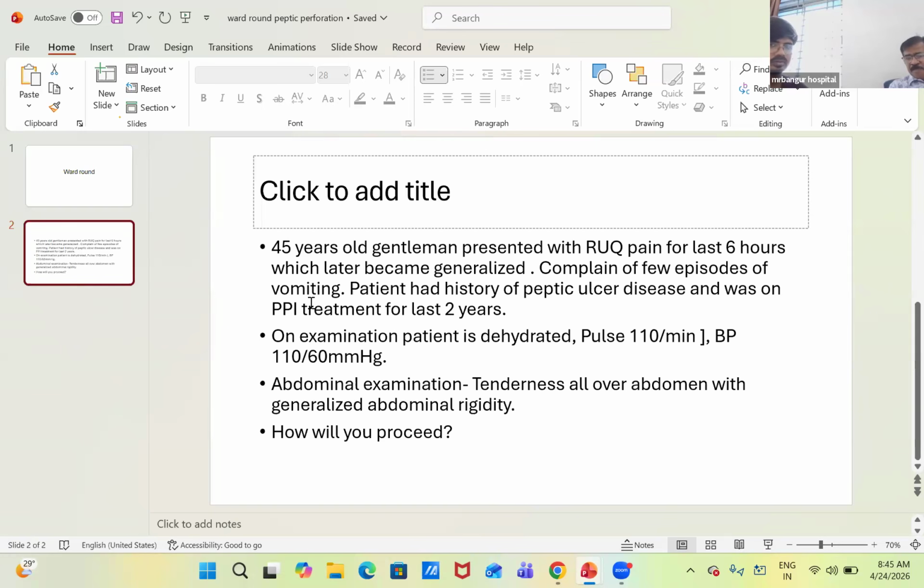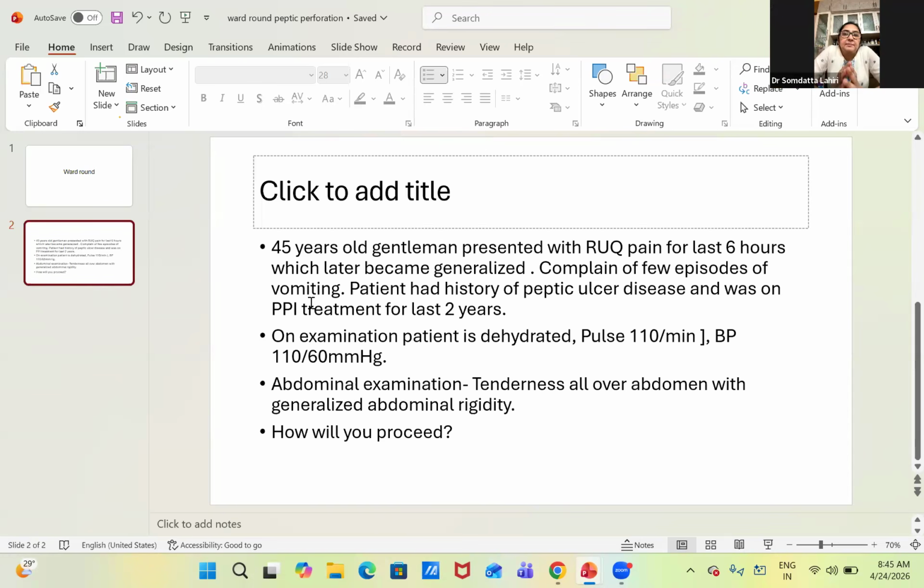You need to ask this simple history, whether he has any respiratory distress or not, whether he has passed urine or not. On examination he is dehydrated. You should ask the patient whether he has passed urine or not. So you should be doing a comprehensive assessment.